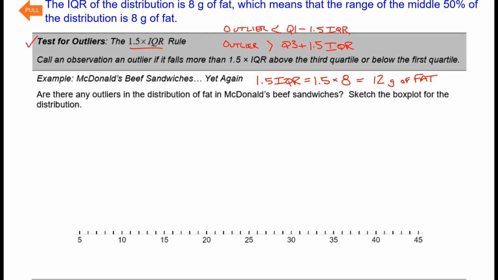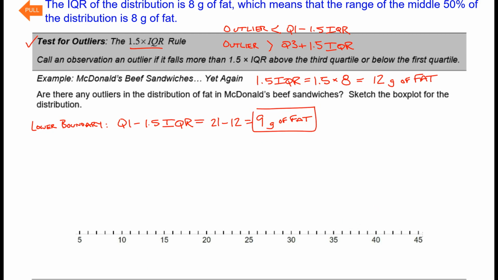All right, now in order to determine whether or not we have any outliers, I need to check both the minimum value in the distribution and the maximum value in the distribution. I'm going to do that by finding both boundaries for outliers. The lower boundary for outliers is Q1 minus 1.5 times IQR. Q1 was 21 grams of fat, and we're going to subtract 12. That's our 1.5 times IQR, and that gives me 9 grams of fat.